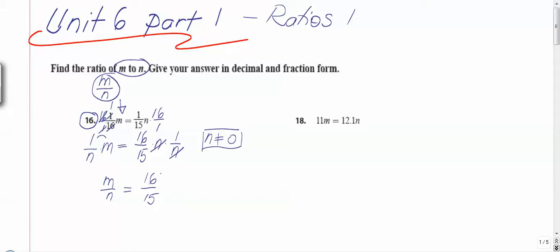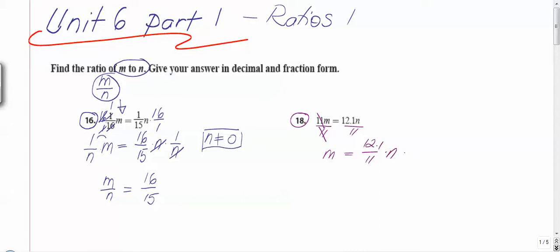Now, if you want to give your answer in decimal form, you can move on and divide your 16 by 15 and find what is that. Okay? Problem number 18. First step, divide everything by 11. Right? 11 divided by 11 is 1. You have m equals 12.1 over 11 times n.